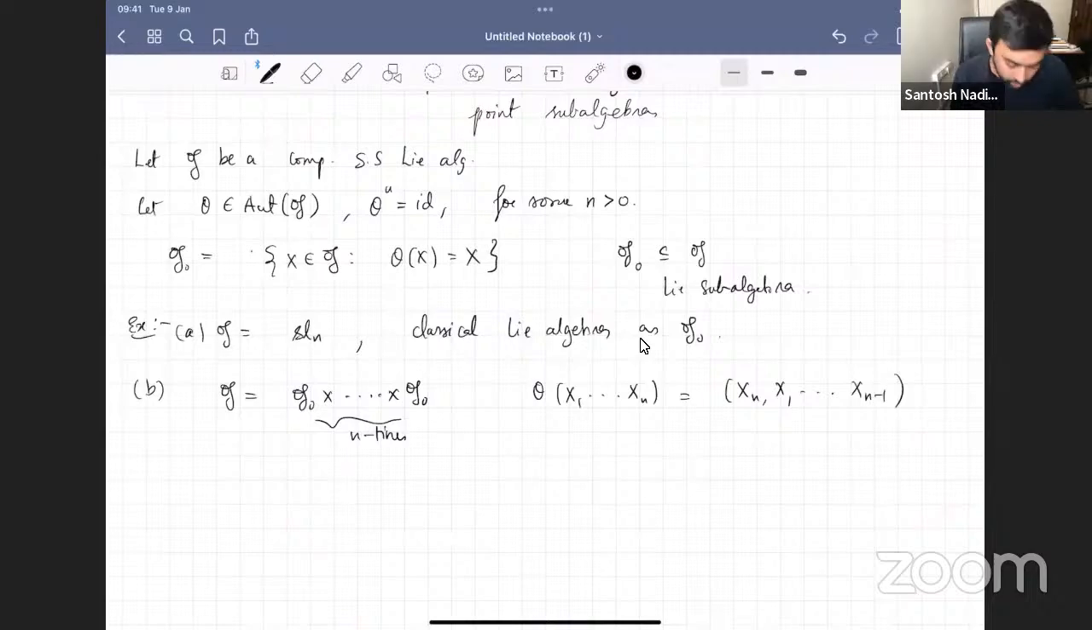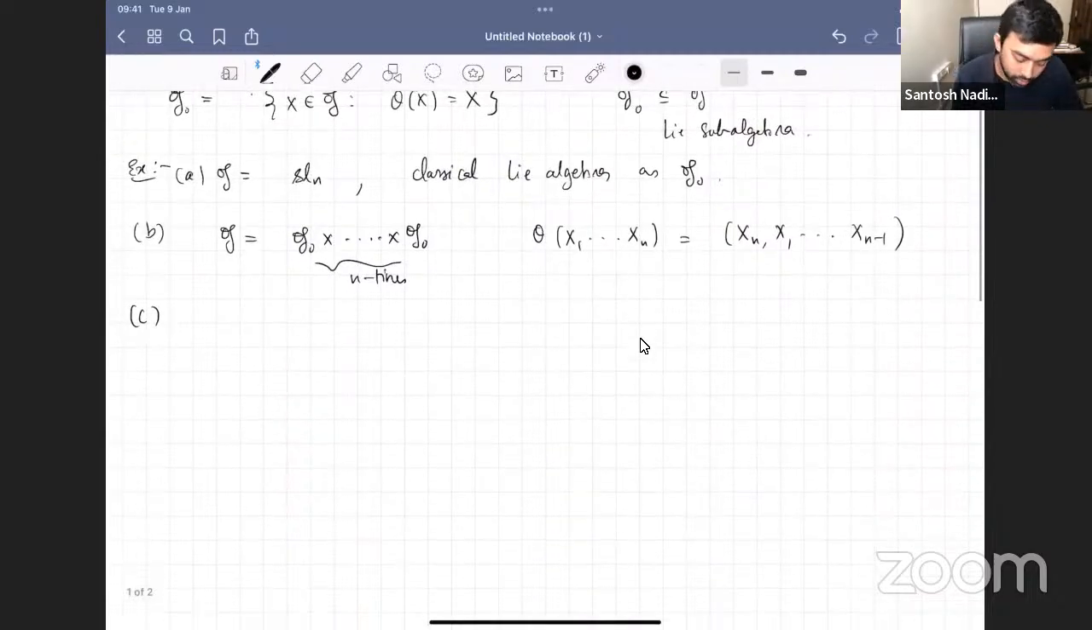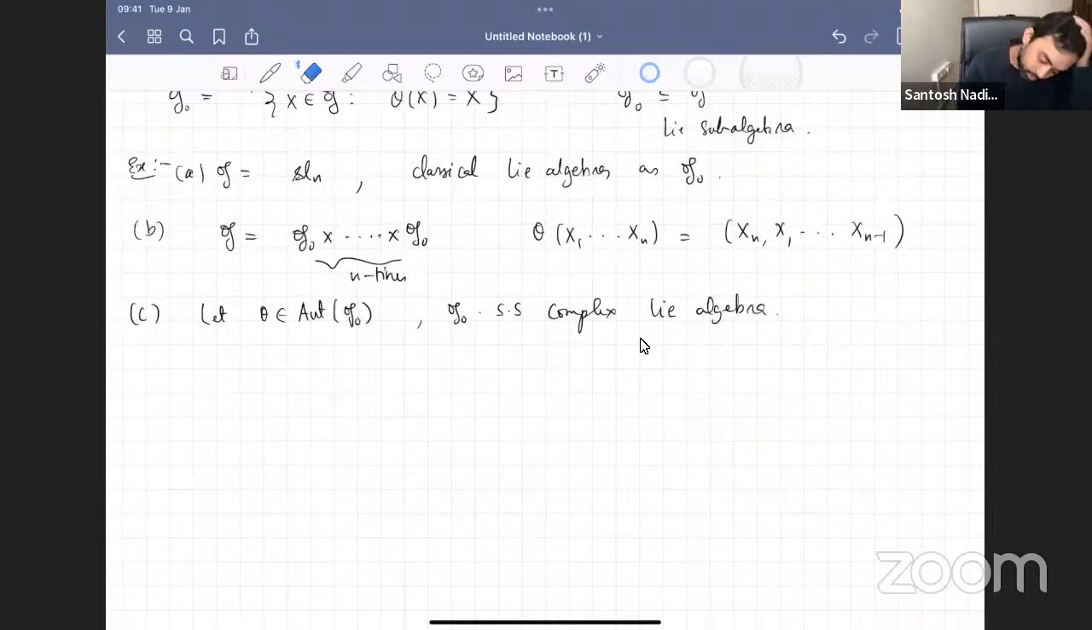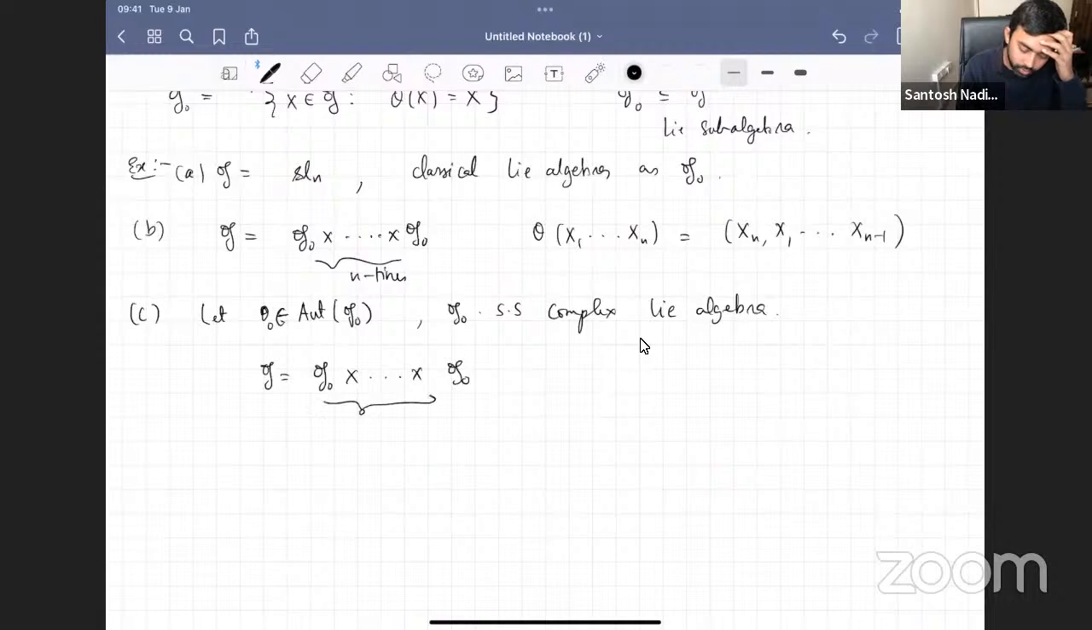And we can do something more interesting: fix an automorphism θ₀ of your Lie algebra, 𝔤₀ again a semisimple complex Lie algebra. Then you can define θ, taking 𝔤 to be 𝔤₀ times 𝔤₀, n times, and you can take θ of (x₁, ..., xₙ) to be (θ₀(xₙ), x₁, ..., xₙ₋₁).